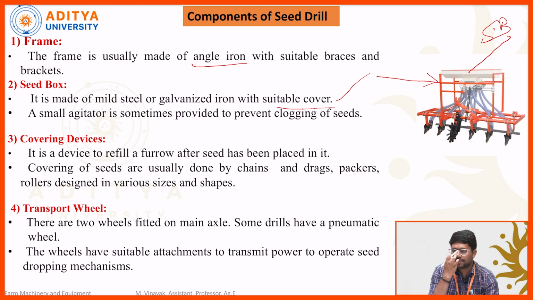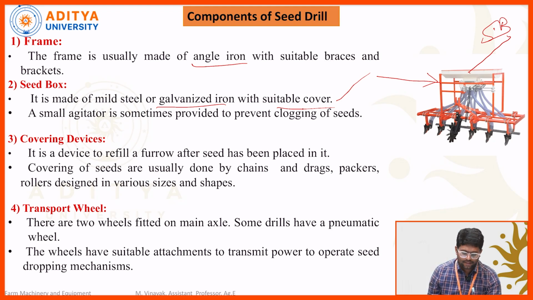So suppose we take iron material for the fabrication of the seed drill seed hopper. What will happen? Due to the resistance force between the seed and that particular material, it cannot flow towards the seed metering mechanism. So that's why most seed cum fertilizer drills go through fabrication work using galvanized iron or mild steel. Okay. These are also light in weight, that's why most manufacturers go for galvanized iron.